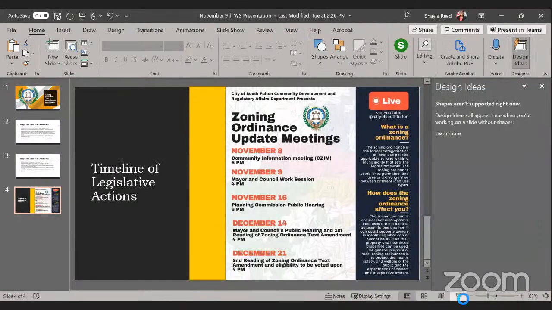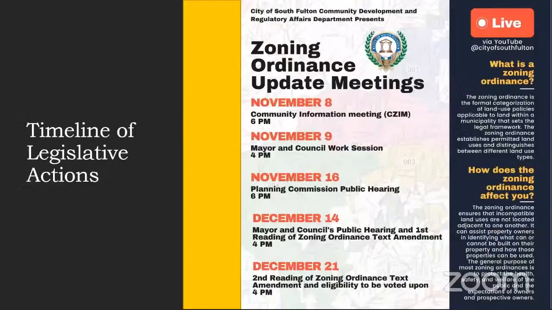Okay, as shown here, you will see where there are upcoming dates for this particular item. For the zoning text amendments today, November 8th, we're having the CZIM meeting. It will move over to council tomorrow for a work session to hear more in depth of what these items will call for. We definitely encourage you all to attend that meeting if you would like to learn more about each individual item in the presentation being shared.